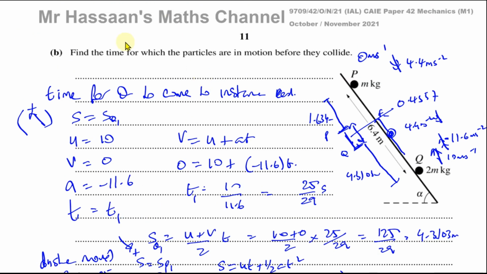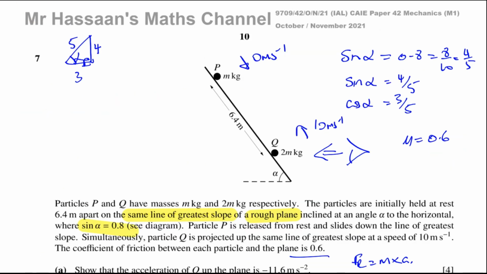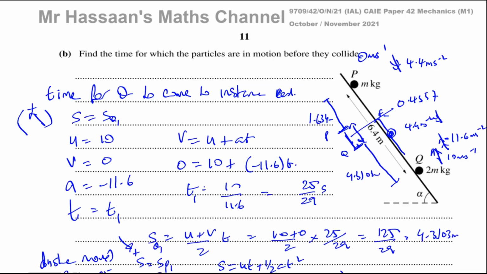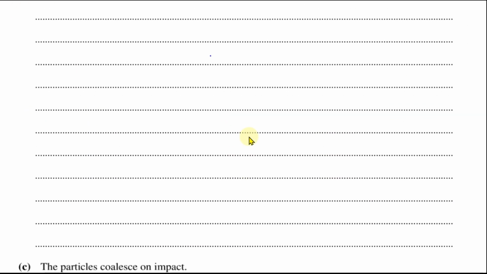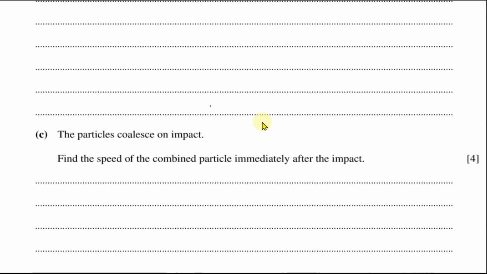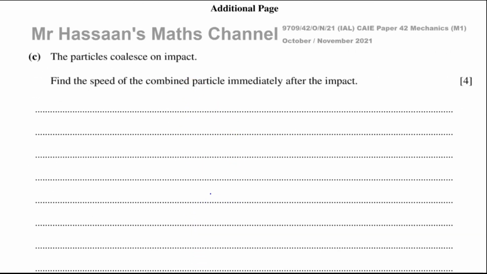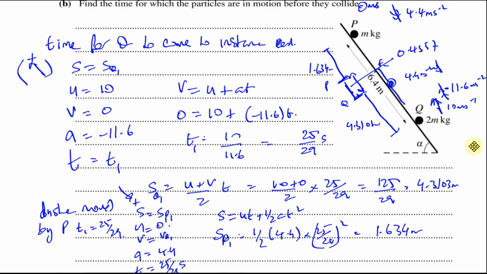Okay, the next page I think is the additional page. So we have to do part C on the additional page. Okay, where is part C? It's down here somewhere. Okay, so there's part C. So now we're ready for part C. It says the particles coalesce on impact.